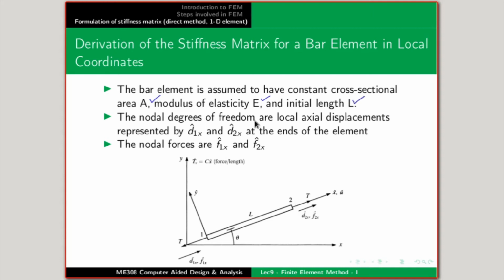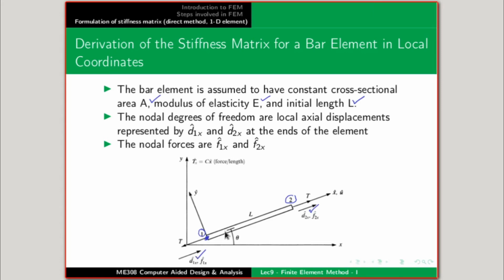Then nodal degrees of freedom are local axial displacements represented as d1x cap and d2x cap. So d1x cap represents displacement at node 1, and d2x cap is the displacement at node 2.